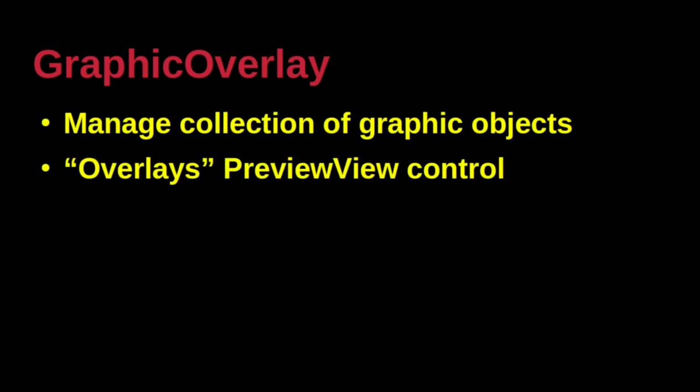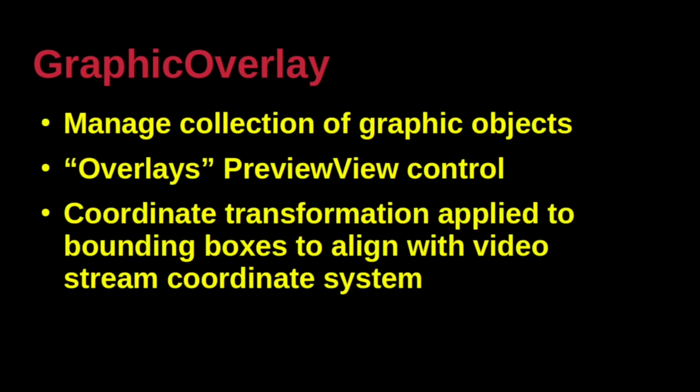The graphic overlay manages a collection of graphics objects, which are the bounding boxes of detected objects. These boxes are displayed as indexed rectangles on the canvas. The coordinate systems of the overlaid objects have to be matched to that of the image stream.